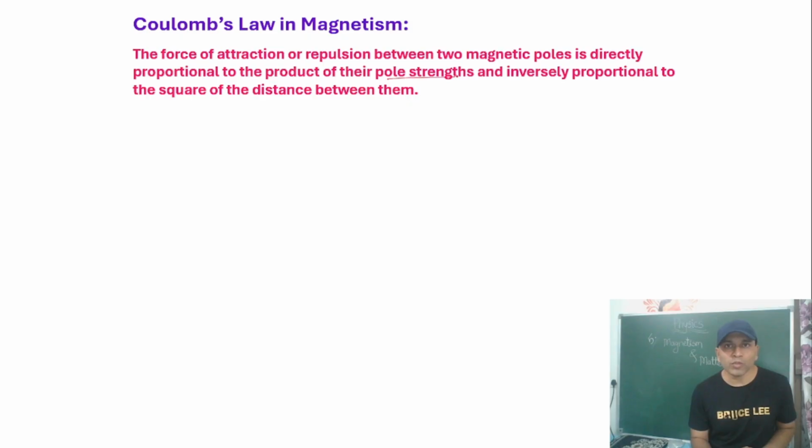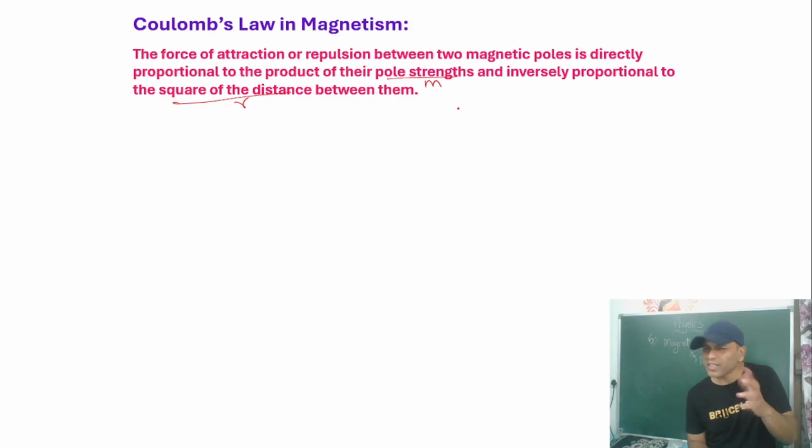Whatever the pole strength is, that is M, and the force is inversely proportional to the square of the distance between them, that is R. So the pole strength is M, the distance is R, and that gives the force. The force of attraction or repulsion between two magnetic poles is directly proportional to the product of their pole strengths and inversely proportional to the square of the distance between them.